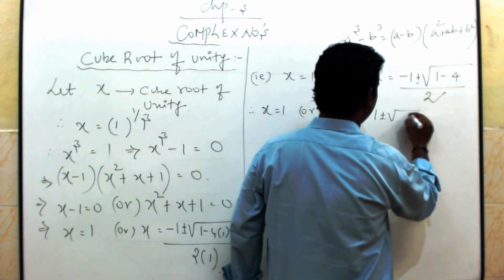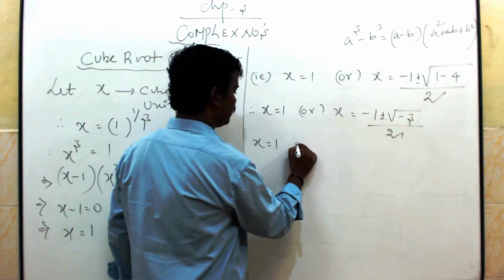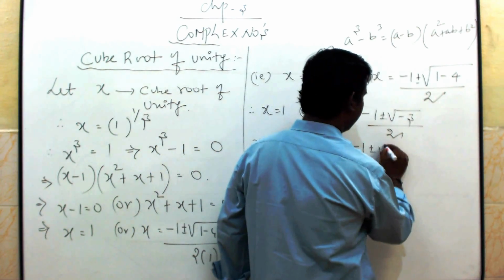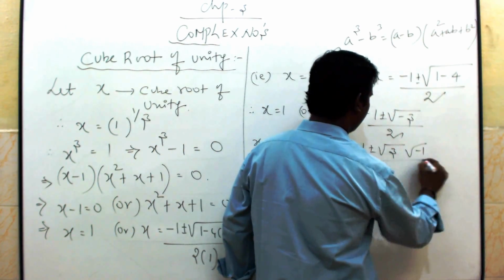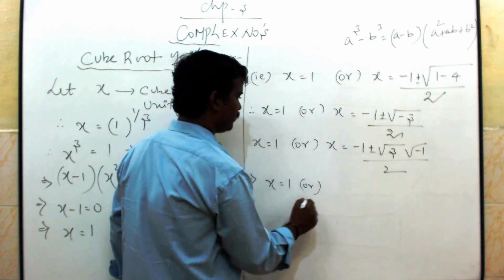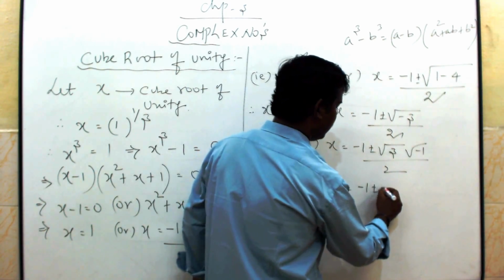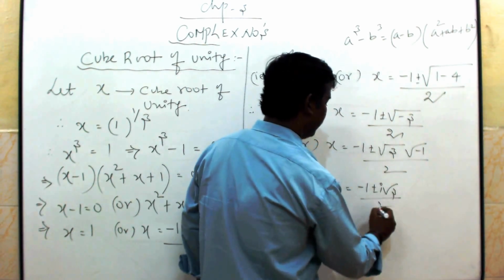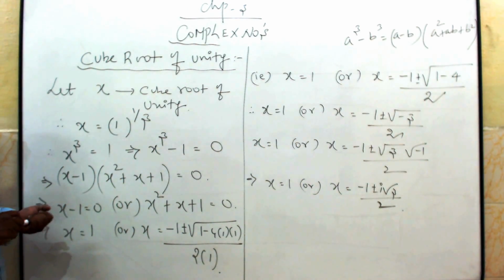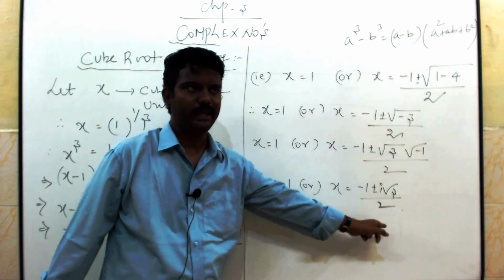Minus 1 plus or minus root of minus 3 by 2. Plus or minus root of minus 3 எப்படி எழுதலாம்? Root of 3 into root of minus 1 by 2. Minus 1 plus or minus, what is the value of root of minus 1? It is i root 3 by 2. So these are the solutions, right? So what is the value of x? x is 1 or x is equal to minus 1 plus or minus i root 3 by 2.